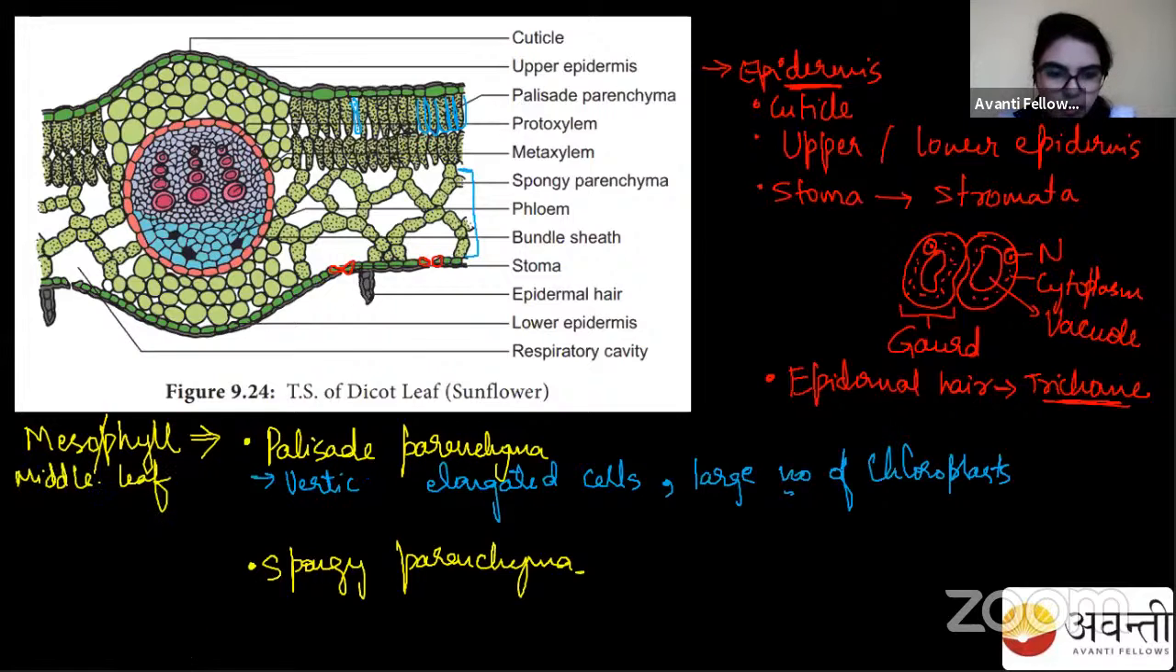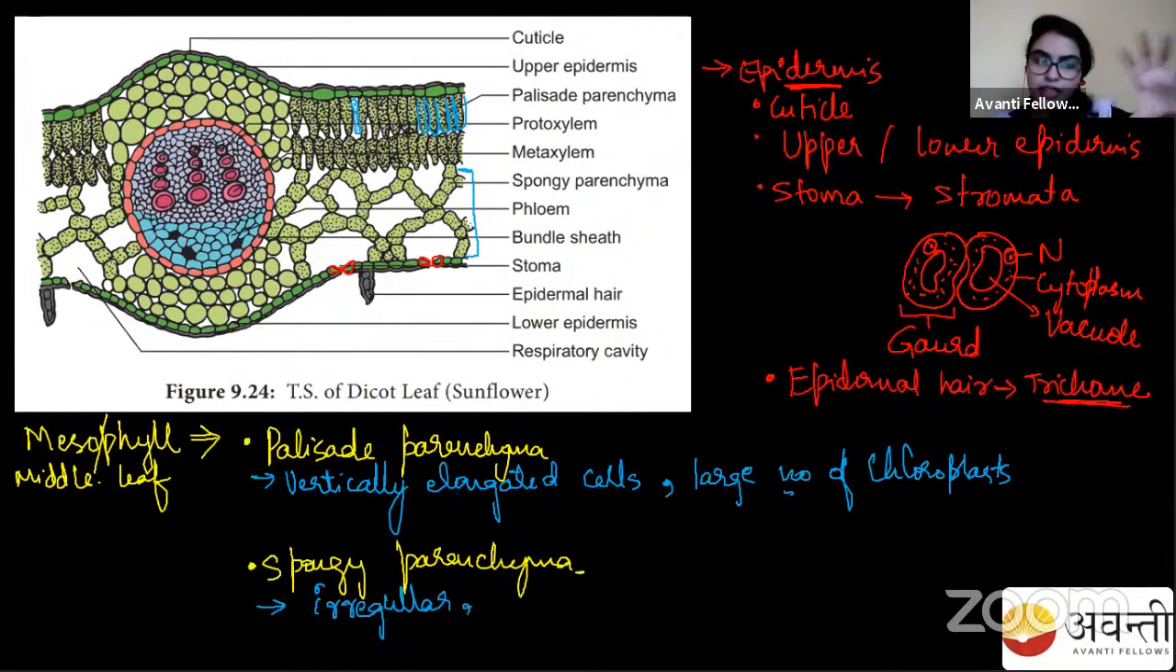Okay, so this is your palisade parenchyma. Now, what is the spongy parenchyma? Spongy parenchyma are nothing but they are also parenchyma cells, but they're irregular cells and very loosely arranged, because palisade parenchyma are compactly arranged, but these are very loosely arranged.